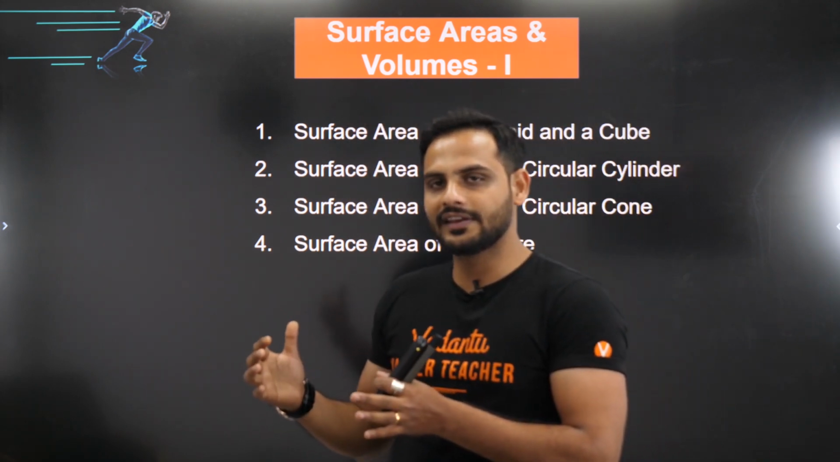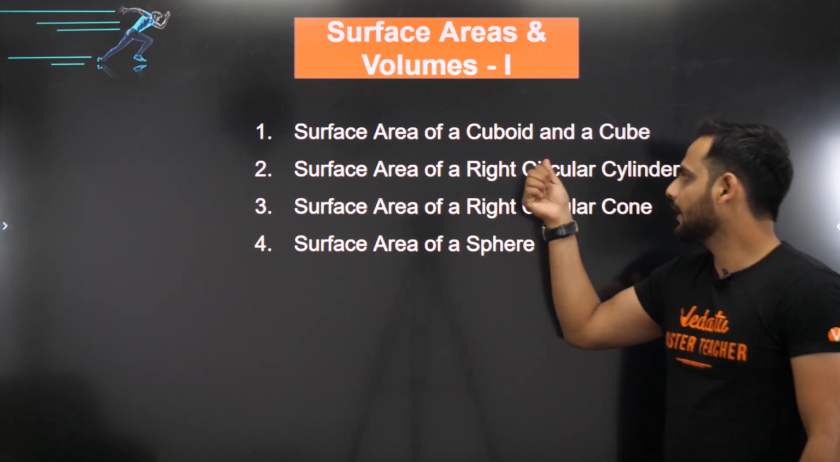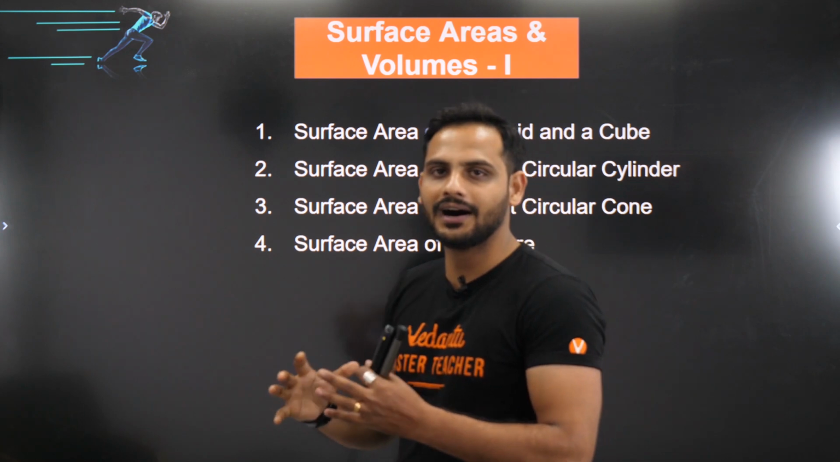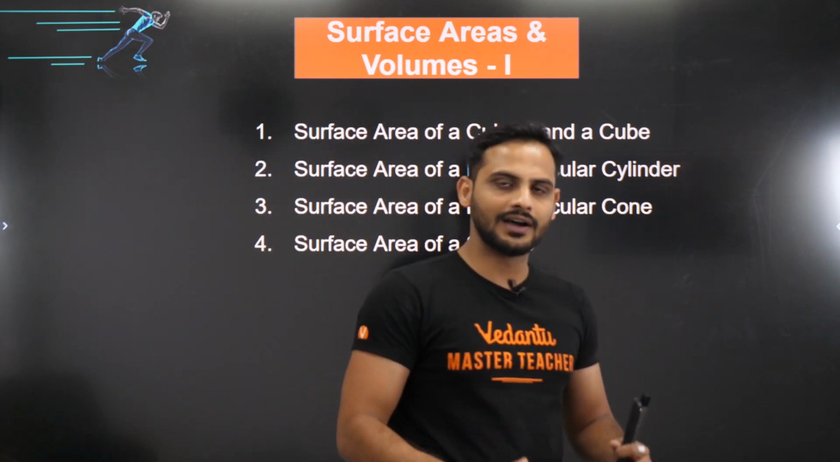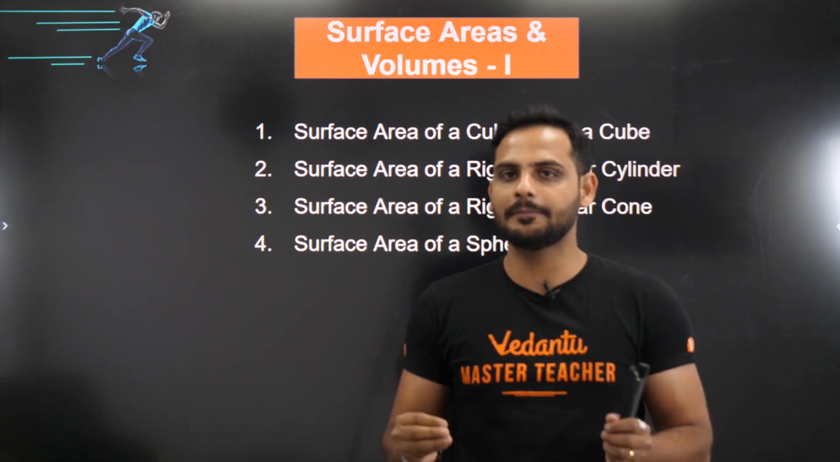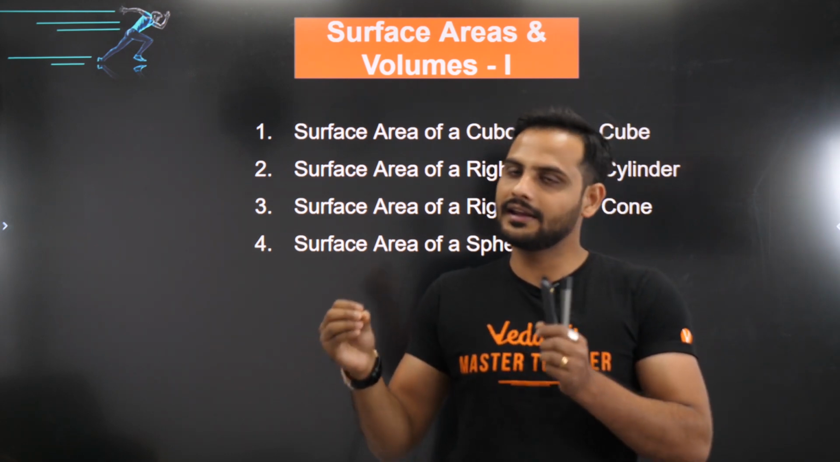Lateral surface area is for cuboid and cube, and for cone and cylinder, it is called curved surface area. These are the different names, but the concept behind CSA or LSA is the same.